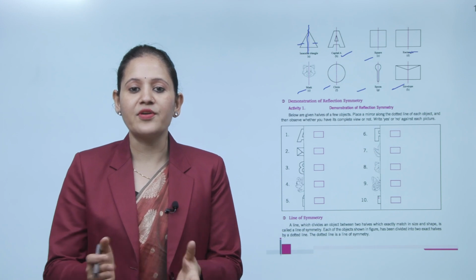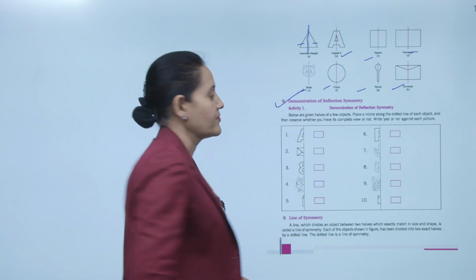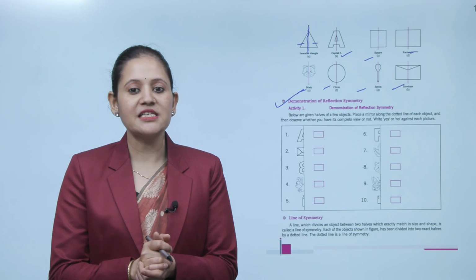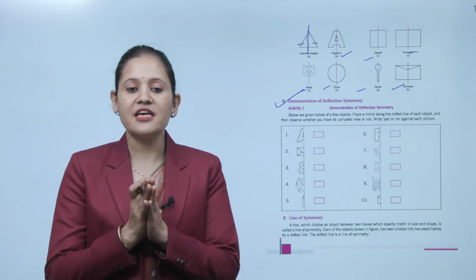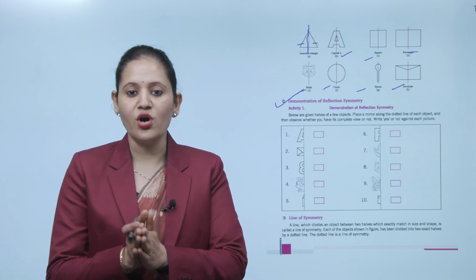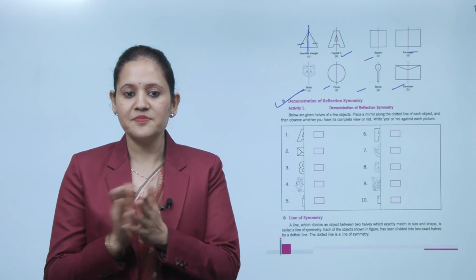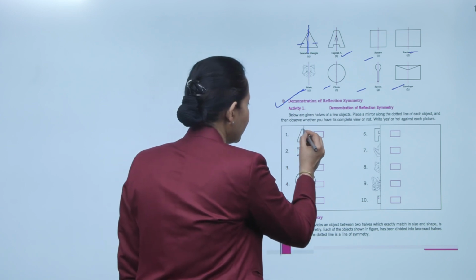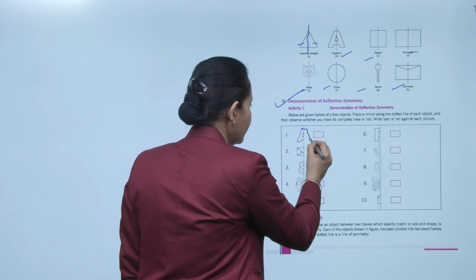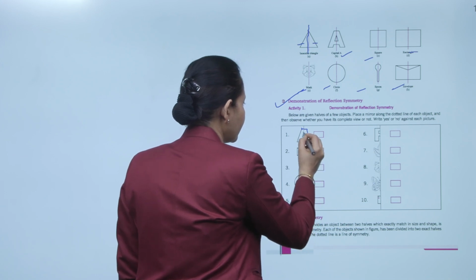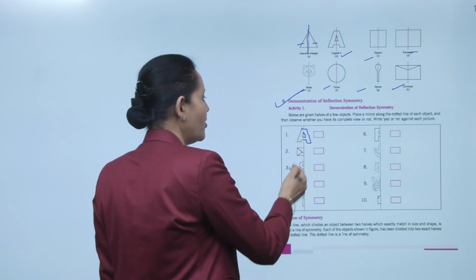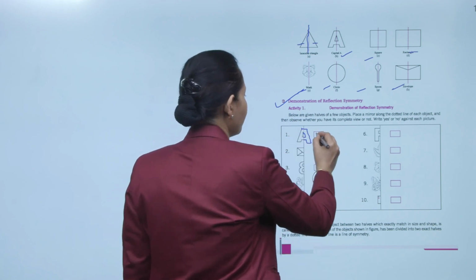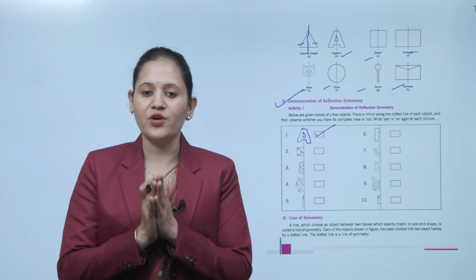Next is demonstration of reflection symmetry. For this, we'll do an activity. Below is given half of a few objects. Place a mirror along the dotted line of each object and then observe whether you have its complete view or not. Write yes or no against each picture. So first, if we place the mirror along this dotted line, we'll get the complete view of the given figure like this. So observe whether they have the complete view or not. In the first figure, they will have the complete view. So we'll mark it like this. We have to check for the other objects also.